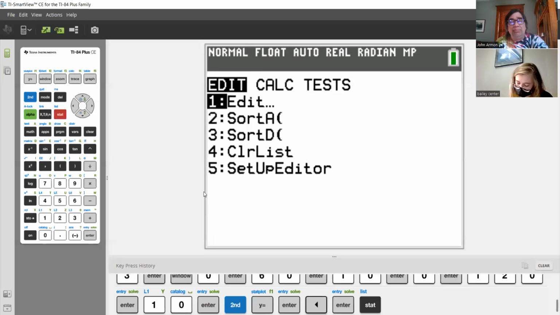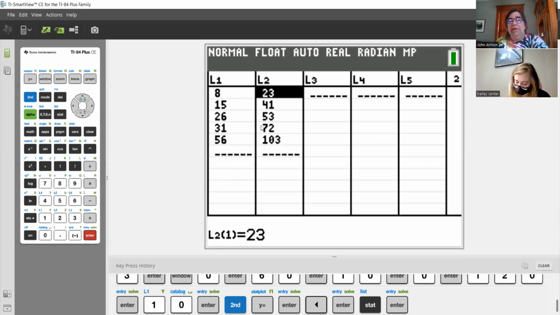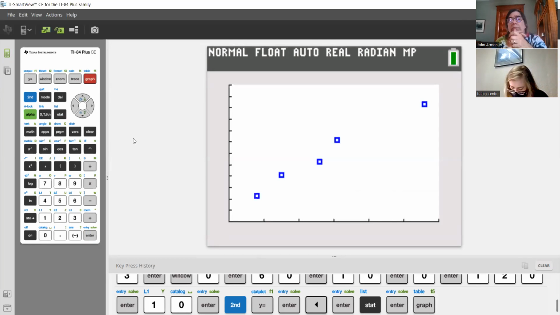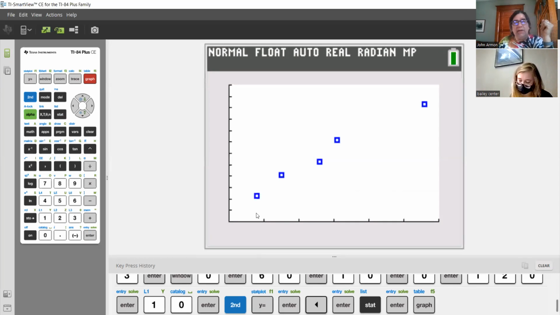So if you go back to stat, if you hit edit, you can see your data there. Once the data is in there, once you've turned on the scatter plot, once you set your window size, you can just hit graph, and there it is. So you might want to use this to kind of help you decide, am I even going to use a linear function here? Kind of picture where that line is going to be. It's going to be kind of right about here.